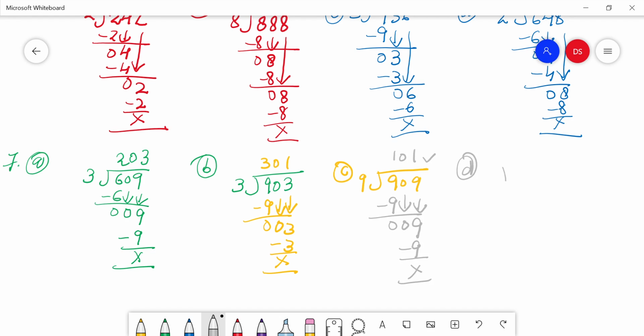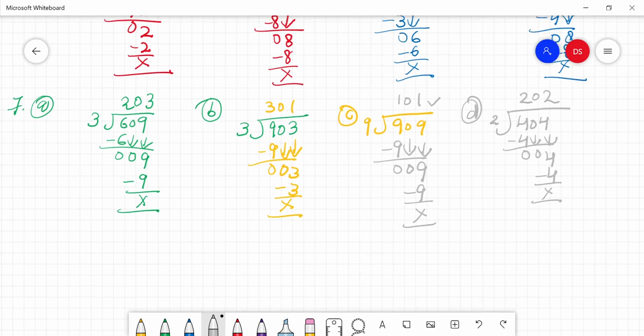D part. D part is 404 divided by 2. 2 twos are 4. This is 0. This is 0. 2 twos are 4. The answer is 202.